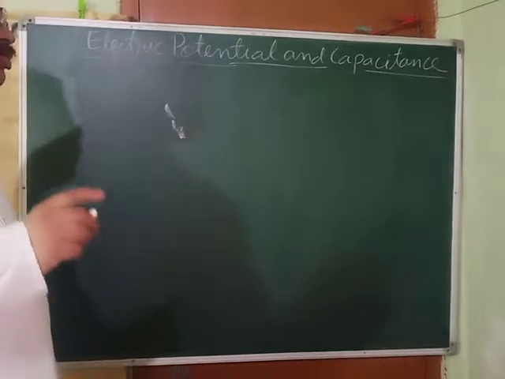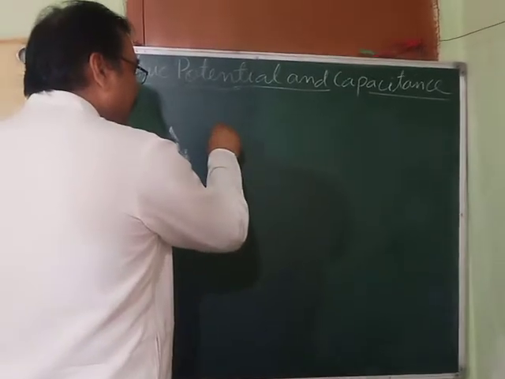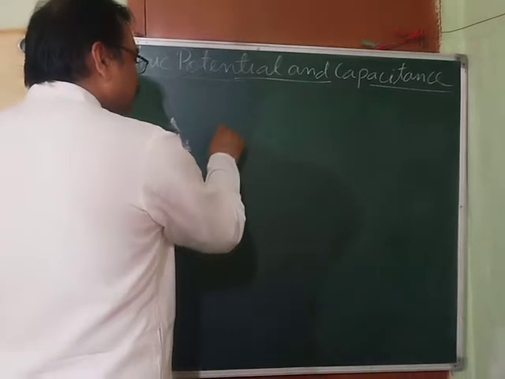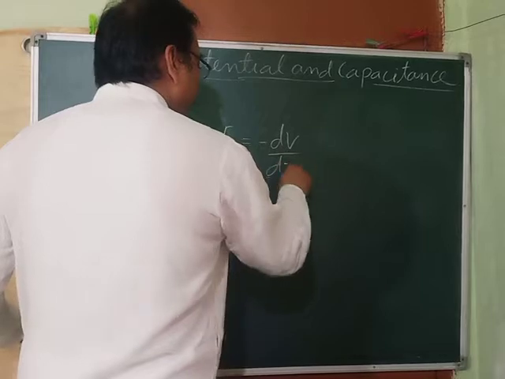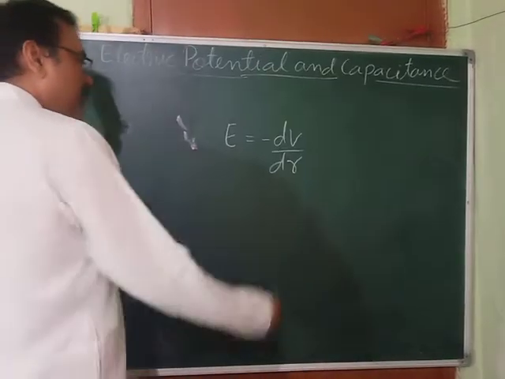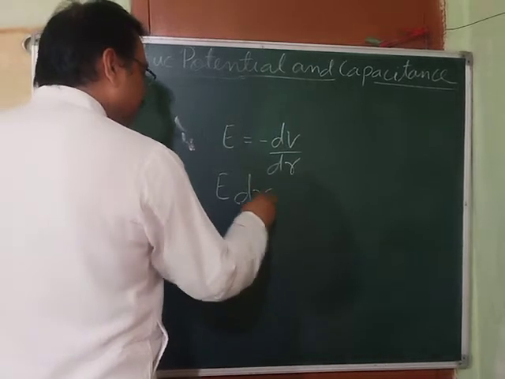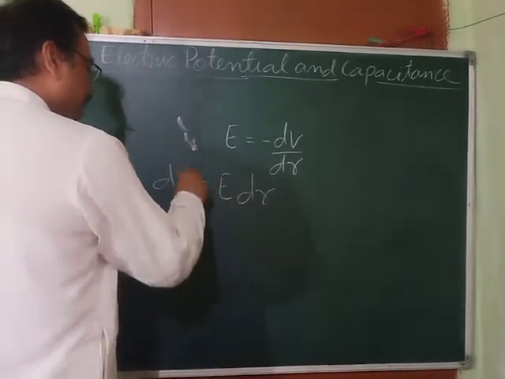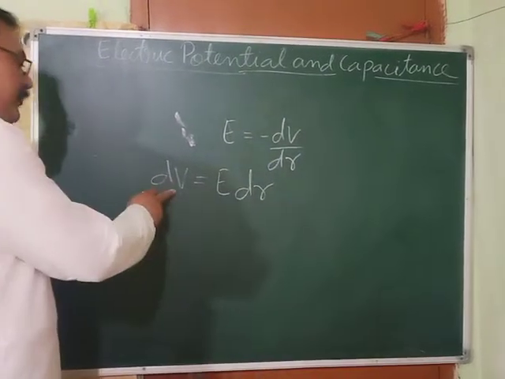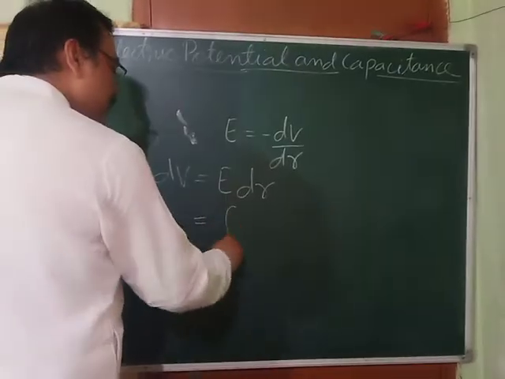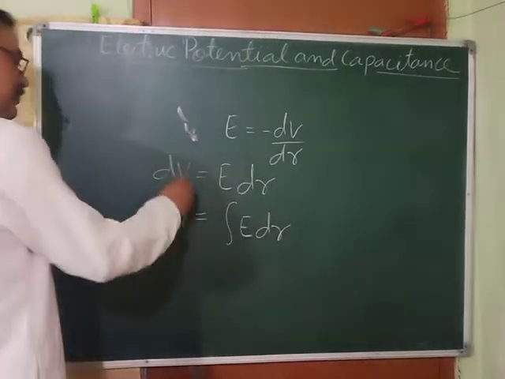See, before going to the numerical, one more small part is left. As we know, E is equal to minus dV by dr. Okay. So what we can do? Can we cross multiply this? What we will get? E dr is equal to dV. That's what we will get. Now, if we want to get V, then what do we do generally? We integrate. So we can integrate E dr and we will get, instead of dV, V.